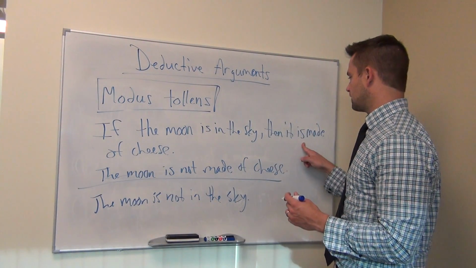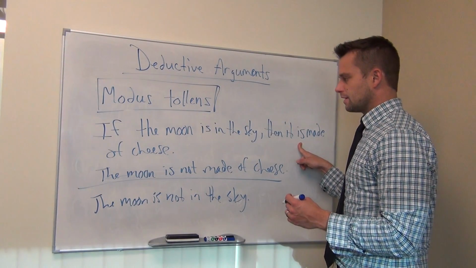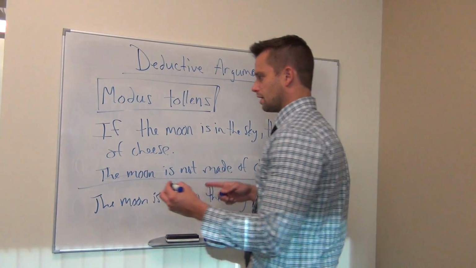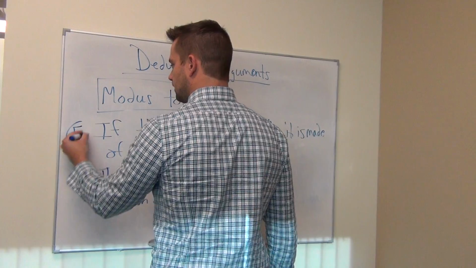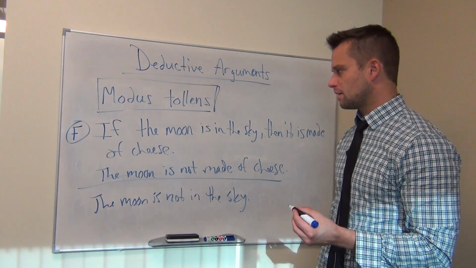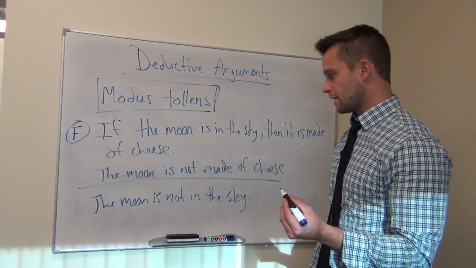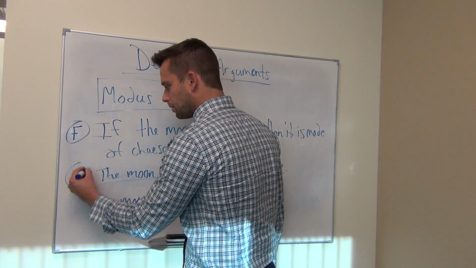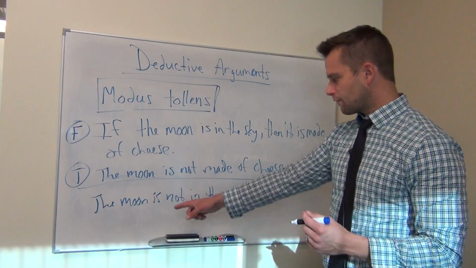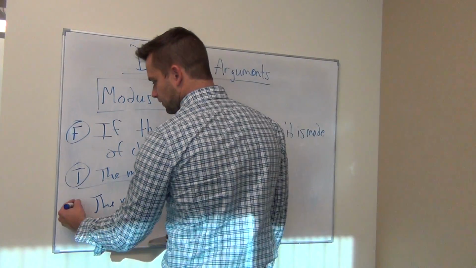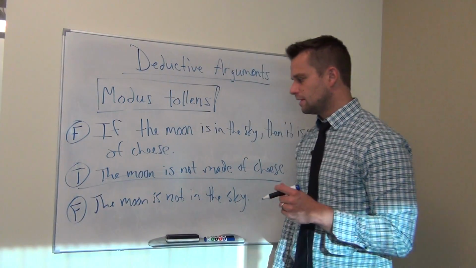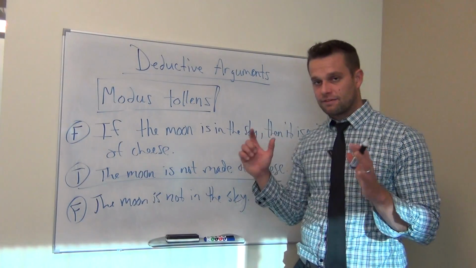If the moon is in the sky, then it is made of cheese. Is that true? No, that's false. That's a false statement. The moon is not made of cheese. Well, that's a true statement, or composed of cheese. Therefore, the moon is not in the sky. Let's just say that that's false, even though we just talked about space. But you can see here, this is still a valid argument, right?